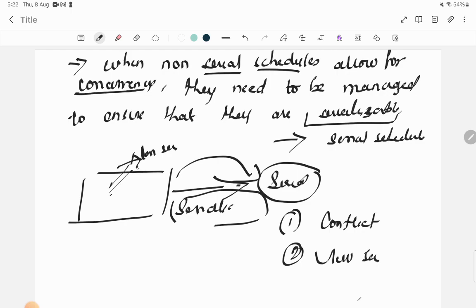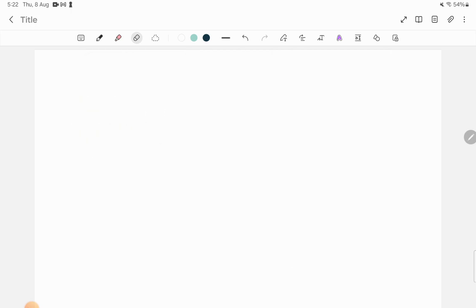Okay, so before going to each type of serializability, let us learn about some concepts regarding this. So for example, here, suppose we have three transactions. This is just some concept in order to solve the problem. Suppose we have got three transactions in a schedule. Okay, so there are three transactions.